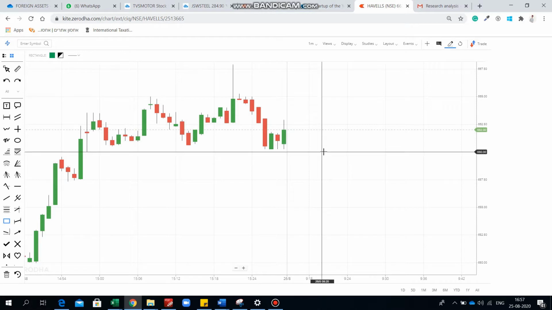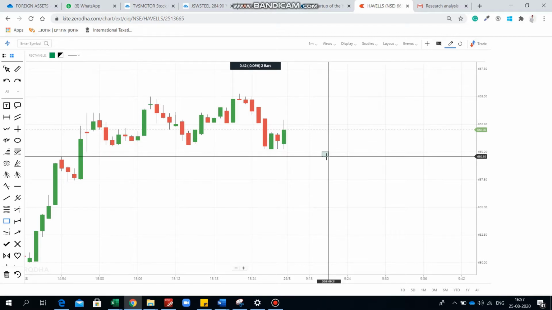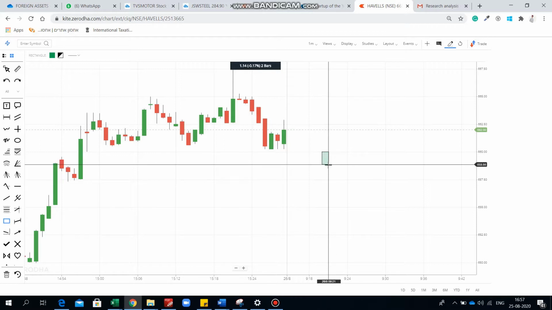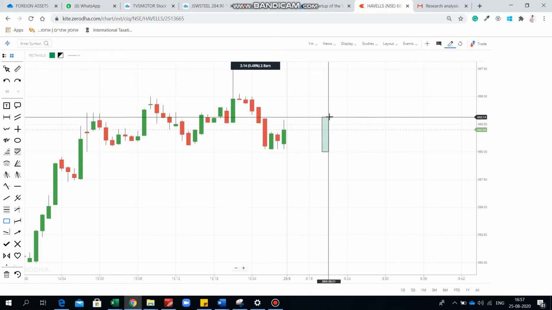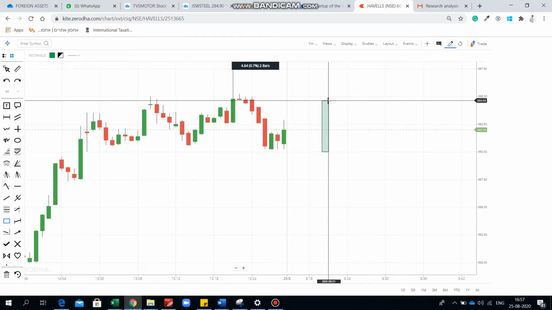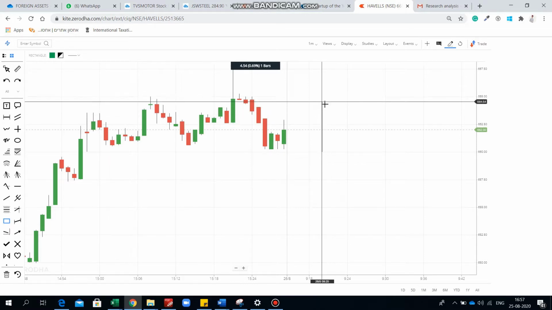Suppose that the movement of a stock started at this price, 660. It went up, then it goes down in the same time frame, till 659. Then again it starts going up and goes till here somewhere, let's say 665. Then at the end, suppose it is a 1 minute time frame, after 1 minute it will close somewhere here.